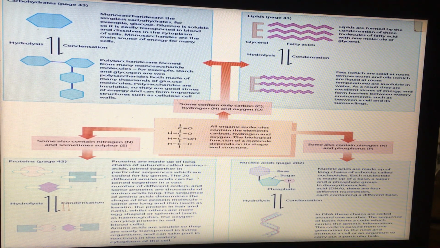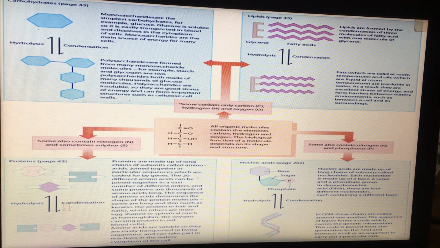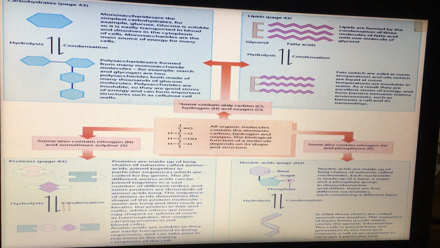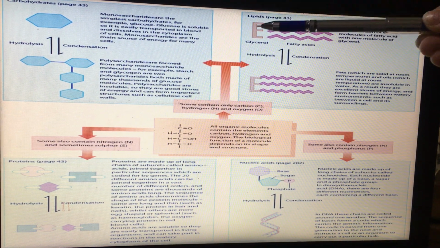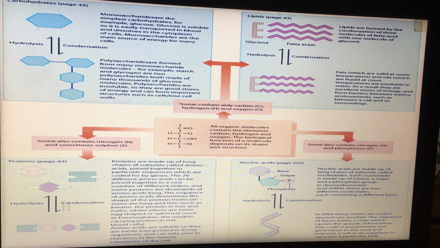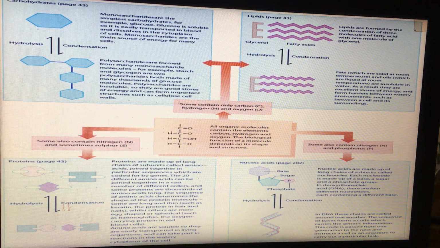Okay, what about the second group, which is lipids? Lipids are formed by condensation of three molecules of fatty acid with one molecule of glycerol. As we said before, lipids are formed by three fatty acids and one glycerol. When they connect to each other, they produce lipids or fats. Here we have three fatty acids and one glycerol. When they condense, they produce the fat. Fats are solid at room temperature, and oils are liquid at room temperature.